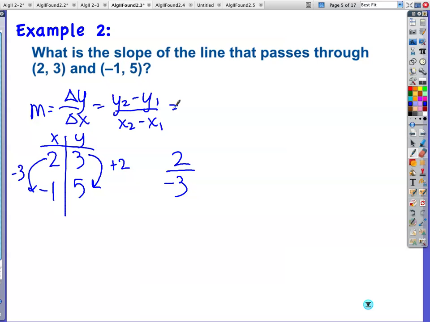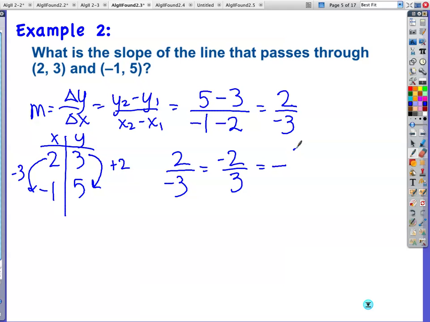The other way is to actually use the formula. y2 is 5 minus y1, which is 3. x2 is negative 1 minus 2. So I have 2 over negative 3. 2 over negative 3 is also the same as negative 2 over 3.